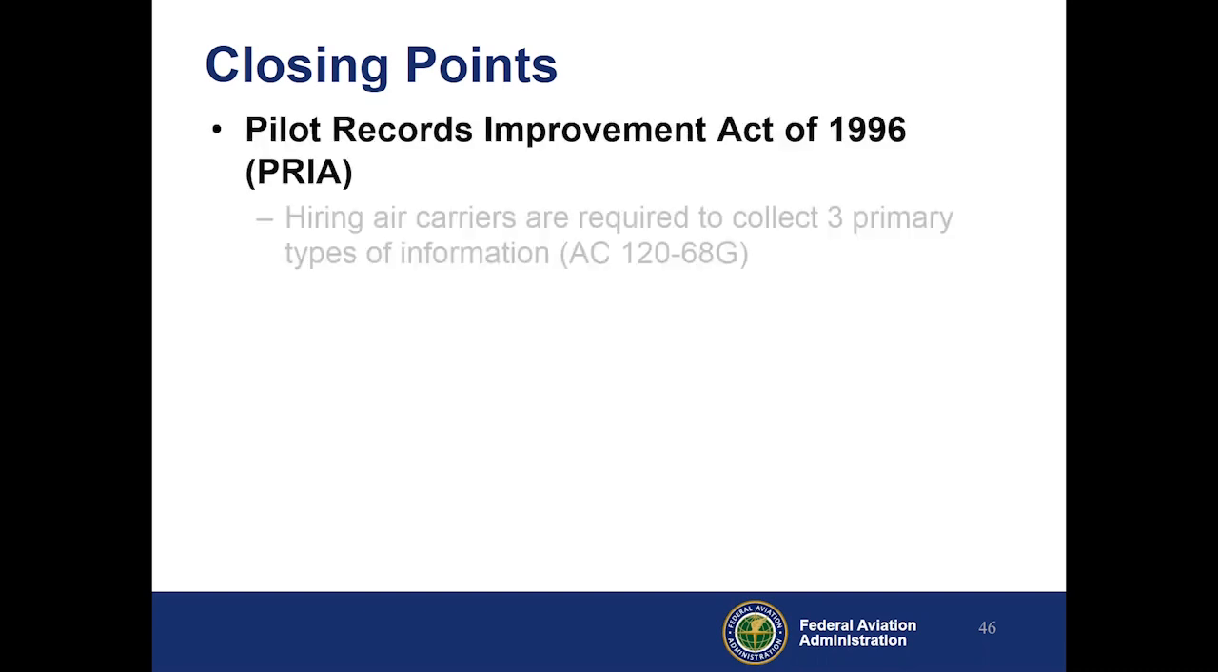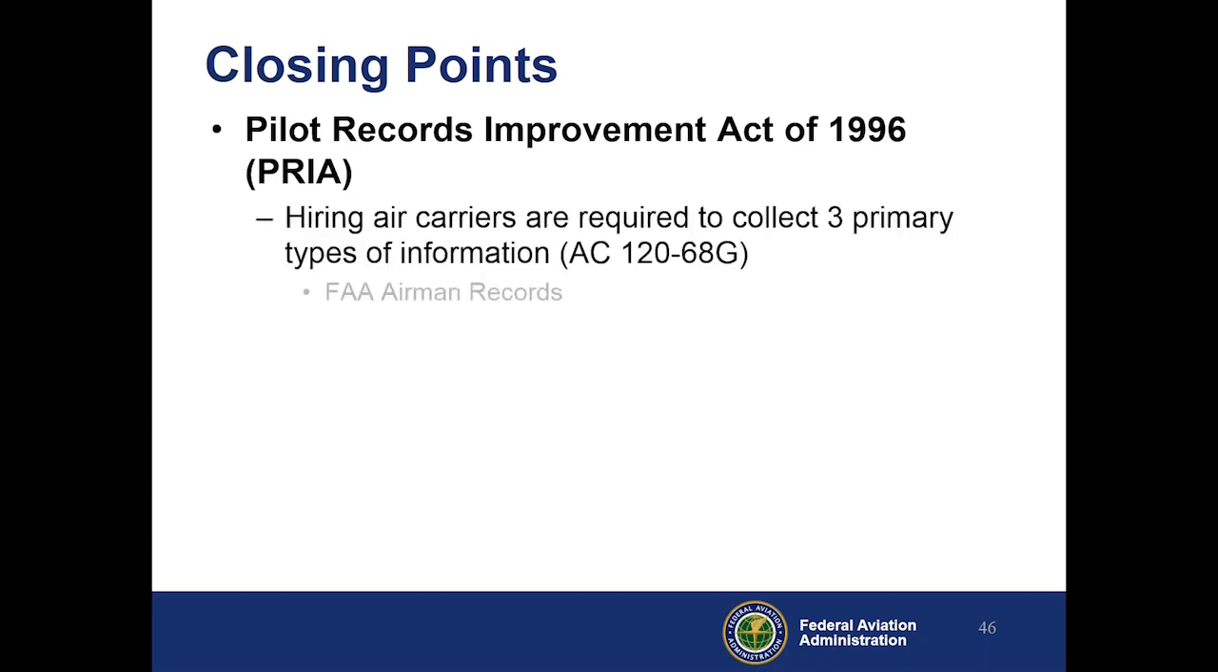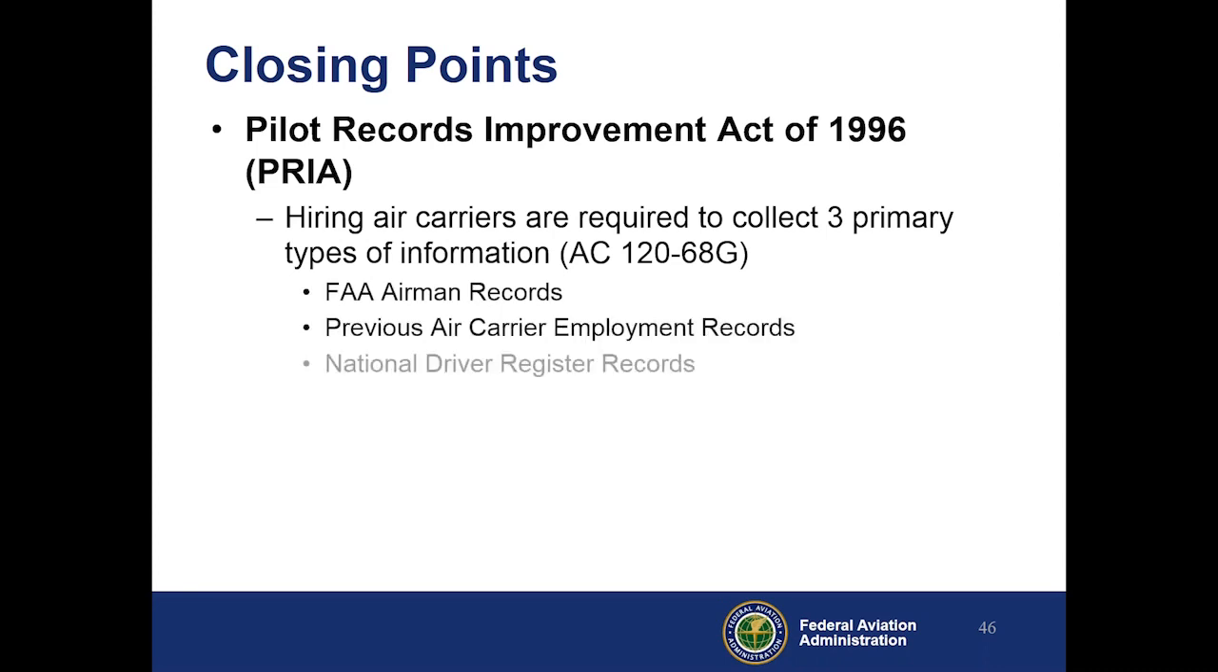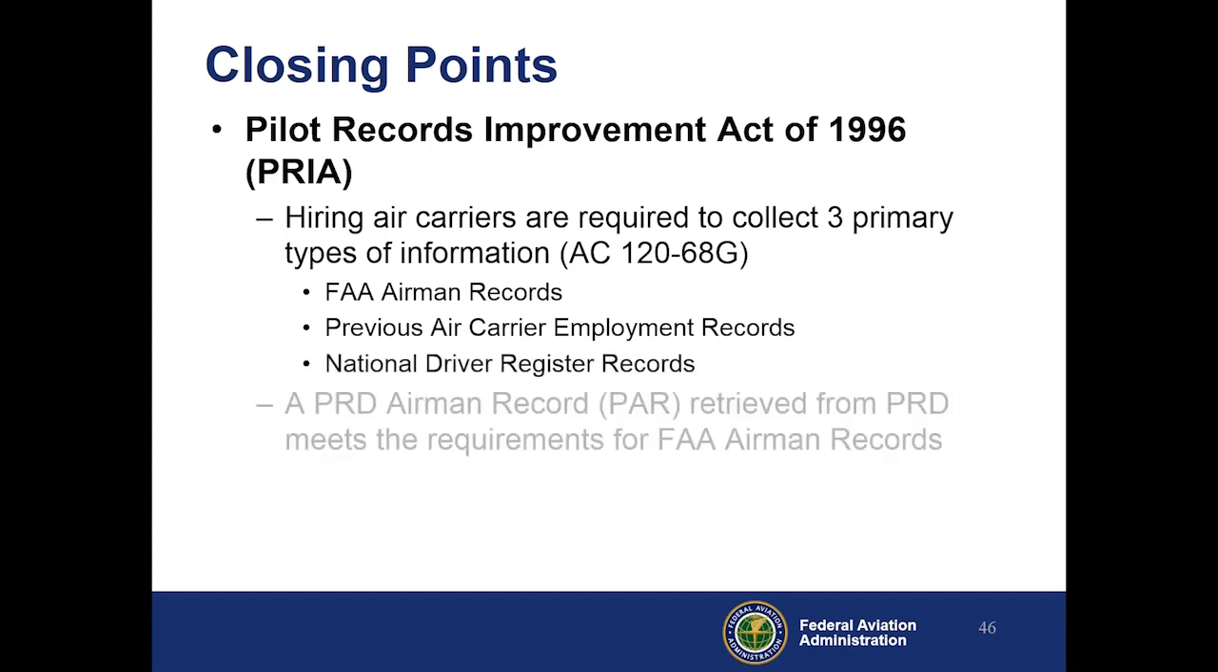Okay? So a little refresher on PRIA, because I want to make a clear distinction between what records are available in PRD. We've kind of already said this, but hiring companies or air carriers are required to collect three main types of information. There's the AC that discusses it. It's FAA Airman records, and then it's previous employment records from previous employers, and then there's NDR data, National Driver Register records.